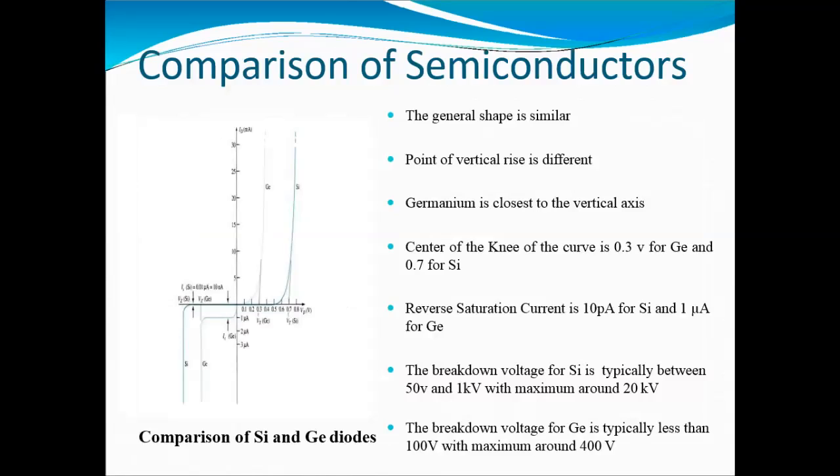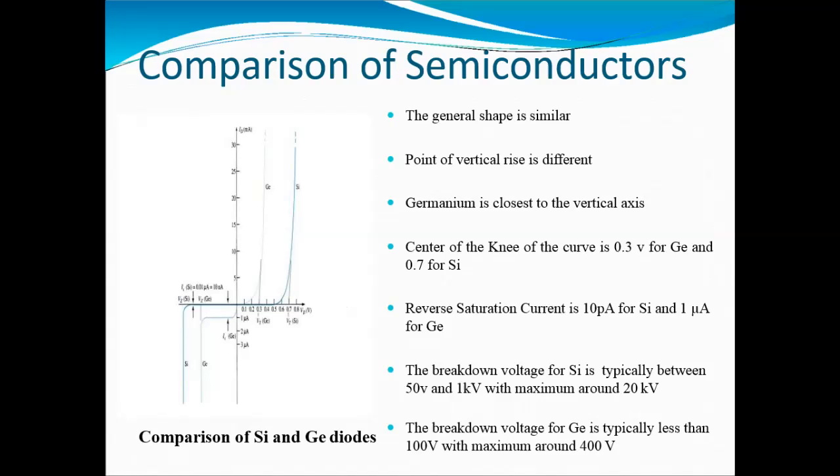Next, comparison of semiconductors: semiconductor diodes, silicon and germanium. The two diodes are compared with the Zener diodes. Here the general shape is similar, but the point of vertical rise is different. The germanium diode is close to the vertical axis. This diagram shows the forward characteristics and reverse characteristics. Compare the silicon and germanium diode.